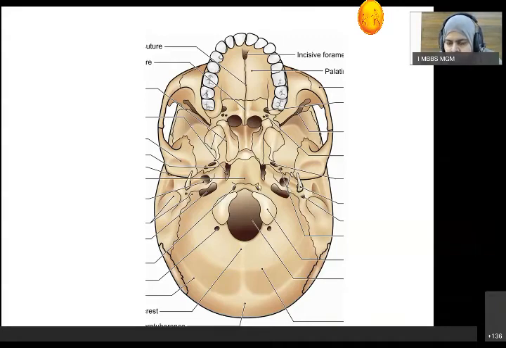Then in the middle portion, there is the presence of the triangular part, which is known as the petrous part of the temporal bone. Here, can you appreciate this? This is the petrous part of the temporal bone. At its apex, there is the presence of one irregular foramen, which is known as the foramen lacerum. It is wide, 1 centimeter wide.